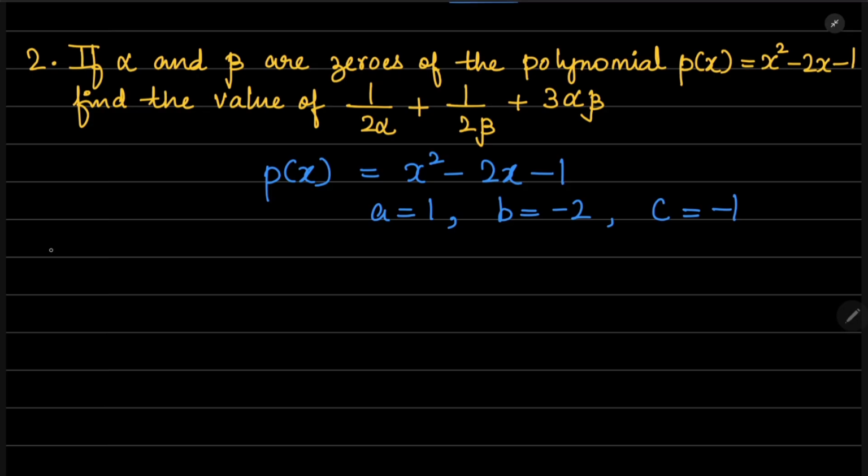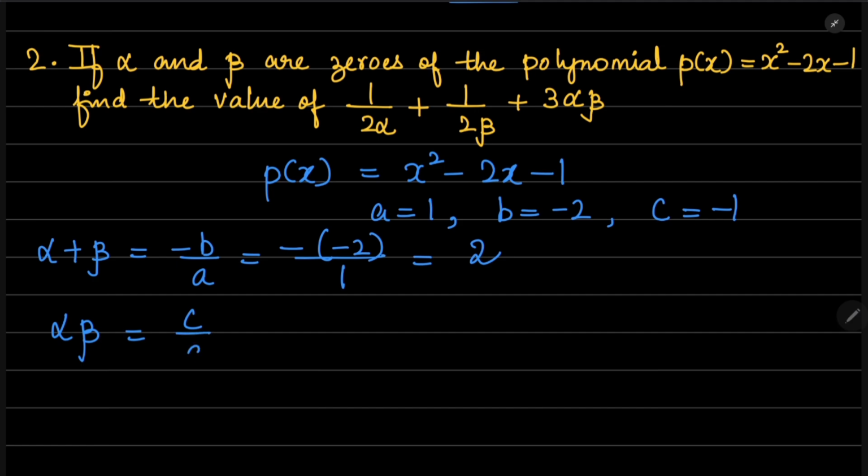Sum of the zeros, alpha plus beta, equal to minus b by a. The formula has a minus, and then b is minus 2. So minus of minus 2 by a, which is 1. So the answer is 2. Product of the zeros, alpha beta, equal to c by a.